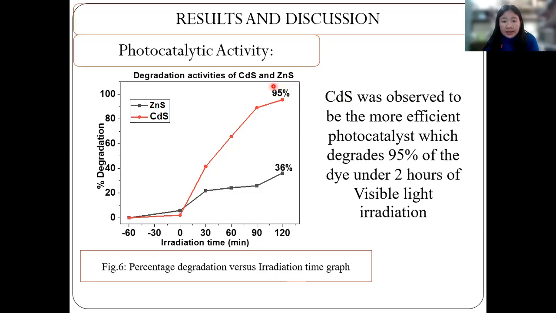which degrades 95% of the dye under 2 hours of visible light irradiation. This may be because of the low band gap that cadmium sulfide has. Since it has low band gap energy, visible light is able to excite the electrons from the valence band to the conduction band, which creates electron-hole pairs. And these electron-hole pairs are necessary for the photocatalytic degradation of the organic malachite green dye.